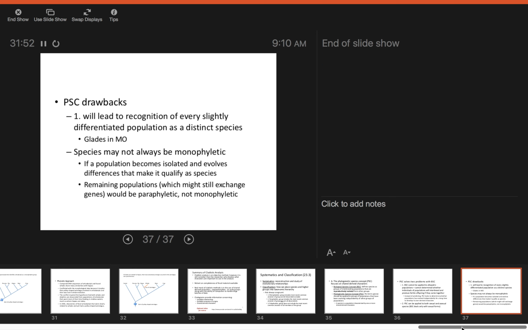Some drawbacks, however, can lead to recognition of every slightly differentiated population as a distinct species. There are glades in Missouri and this type of lizard, I think it's a salamander actually, that some people organize as one species, but they have different little populations, different colorations, different niches, if you will. So this would categorize them as a whole bunch of different species. Species may not always be monophyletic, so if one becomes isolated, it would basically be qualified as a species.